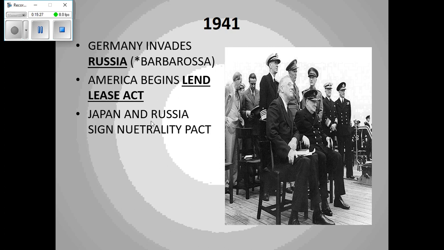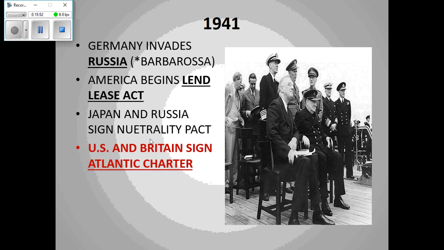Now, Japan is trying to make sure that they don't get into a war with Russia, because Japan knows they're getting ready to attack the United States, and they can't be fighting the United States and Russia at the same time. So they just signed an agreement: Russia will not go to war with you, you don't go to war with us. Okay, everything's fine. And they didn't want to fight over Manchuria, that area of territory where China butts up against Russia.